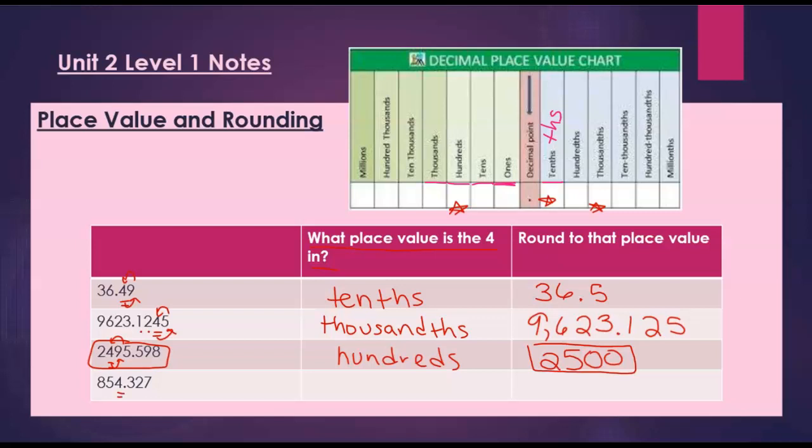Next one, the 4 is one spot to the left, and that's in the ones. We look to the right, 3, 4 or below, we keep that 4 the same. So I'm going to keep it 854. I don't need the spots afterwards with the zeros because that's still 854.